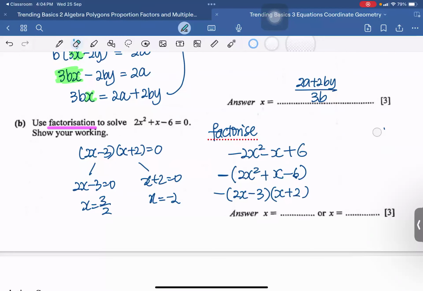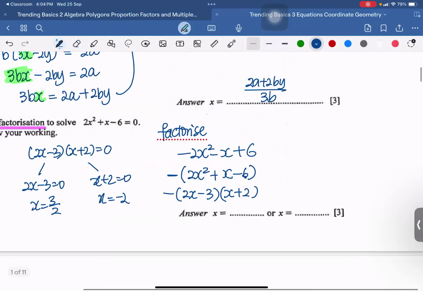Okay, next example, factorize. What about this? Press your calculator now. Can you tell me what is the answer given in your menu 522?